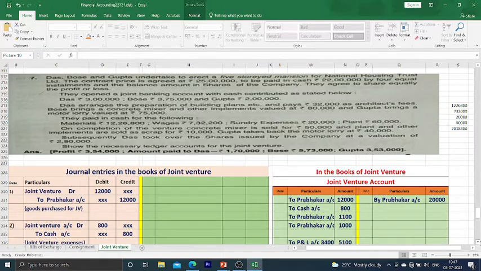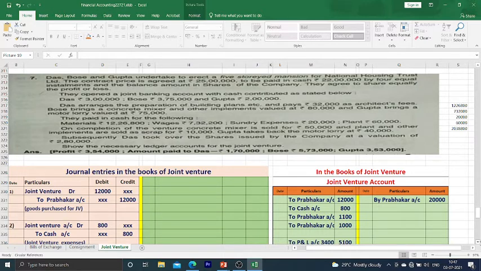In problem number 6 also, the total contract price for constructing the building was 3 lakhs. In that 3 lakhs, they got 2 lakhs cash and 1 lakh as debentures. In this problem, the contract price is 25 lakhs: 22 lakhs is cash and 3 lakhs are shares. They agreed to share the profit or loss equally.